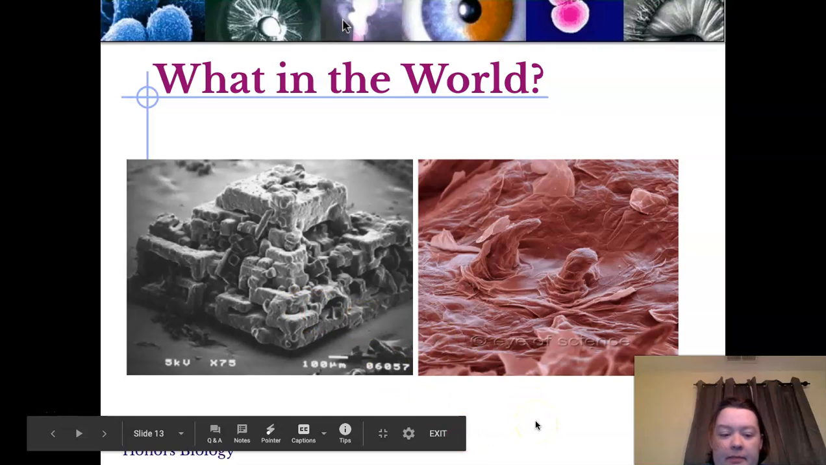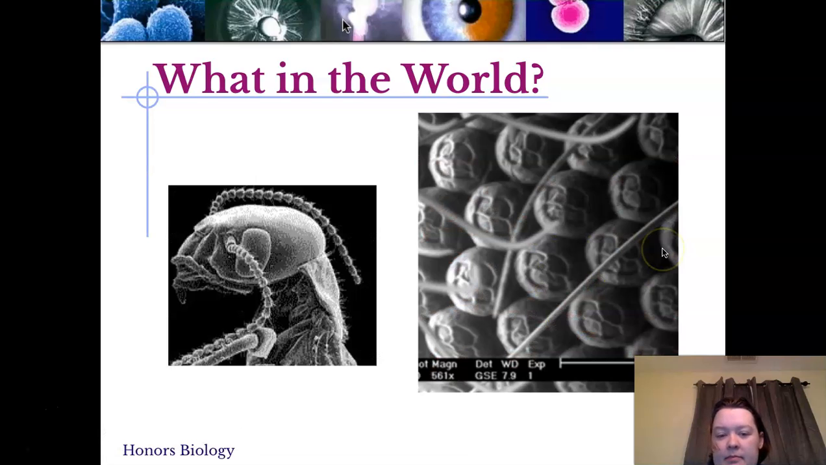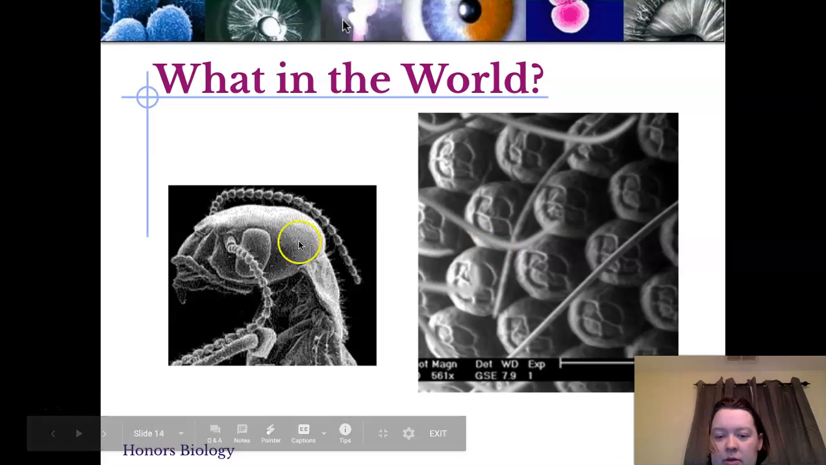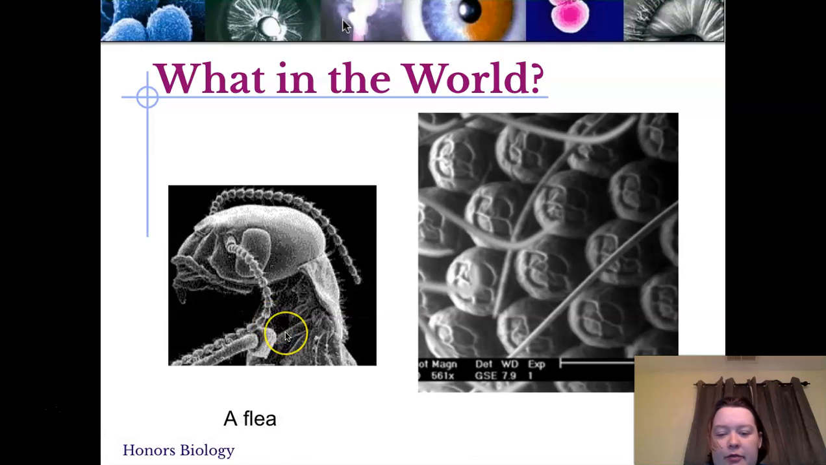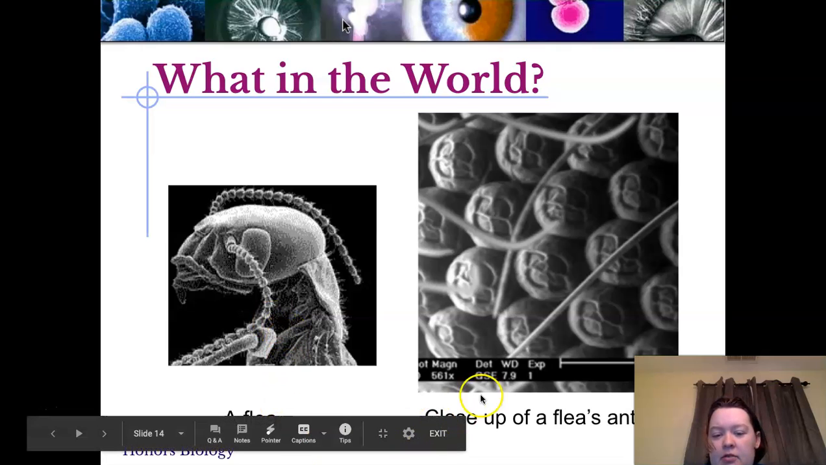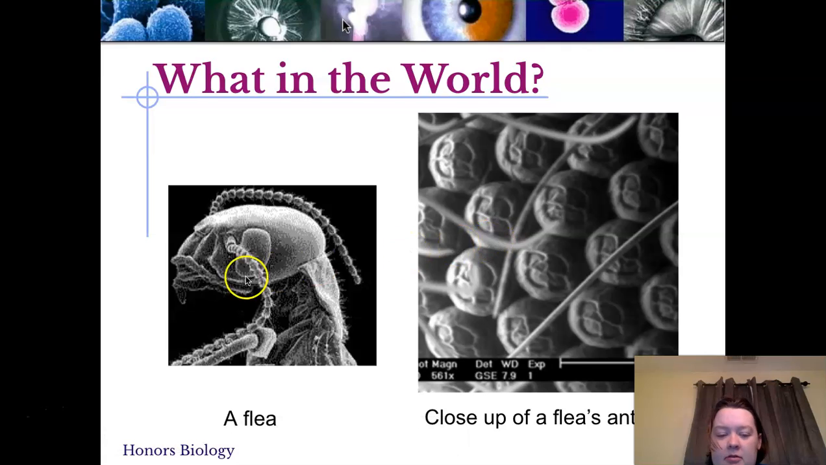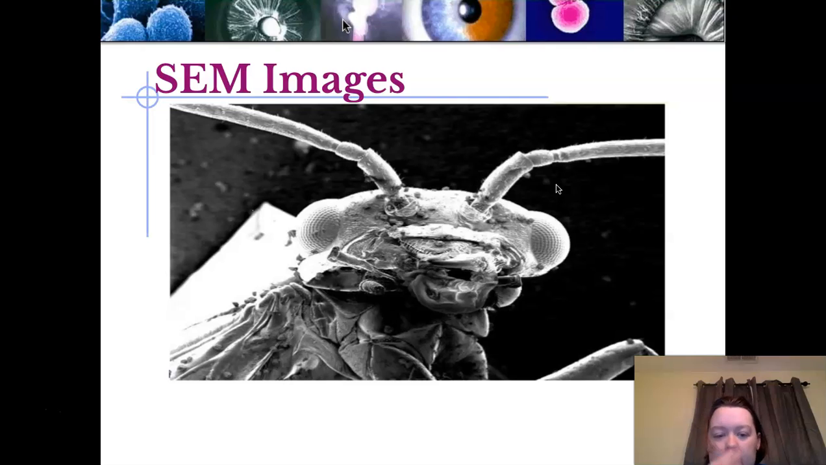Ooh, these are funny looking. So this is a grain of salt. And over here, this is a human tongue, highly magnified. What do we got going on with these two? A flea. This is the head of a flea. And this is the close-up of its antenna. So it's further magnifying this part here, over here. This is a scanning electron microscope image of a housefly. You can see all the little details.